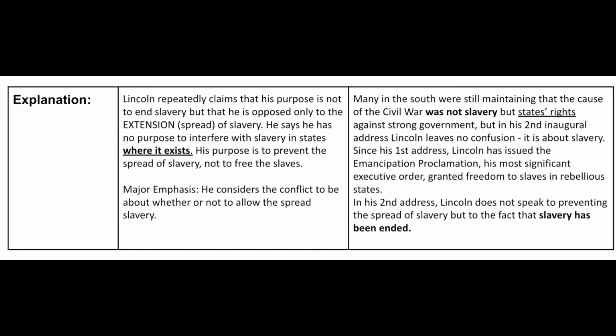Since his first inaugural address, Lincoln has issued the Emancipation Proclamation, his most significant executive order, which granted freedom to slaves in rebellious states. In his second address, Lincoln does not speak to prevent the spread of slavery, but to the fact that slavery has been ended.